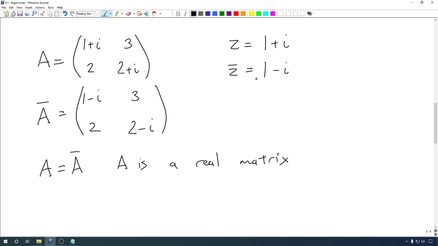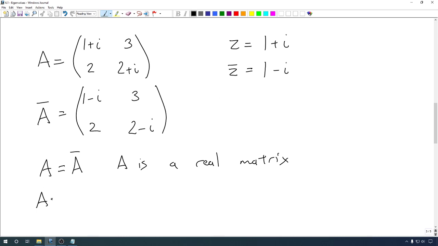Just like if z equals z bar, then z is a real number. But the important thing here is that if we do have a real matrix and we have an eigenvalue of that real matrix, then those eigenvalues come in these conjugate pairs. That's actually a result from algebra, our fundamental theorem of algebra and all that kind of stuff. If we have a polynomial with real coefficients, then the solutions, the roots of that polynomial, are always in conjugate pairs.